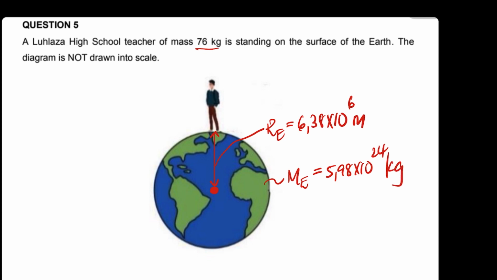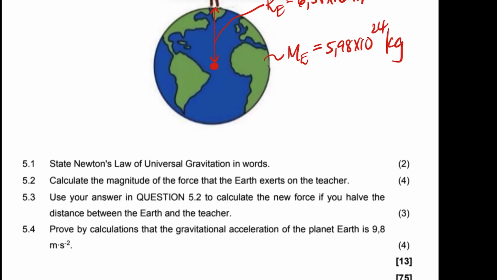Now there's a force between them: the force that the Earth exerts on the person and the force that the person exerts on the Earth. We call that the gravitational force, which is the weight.